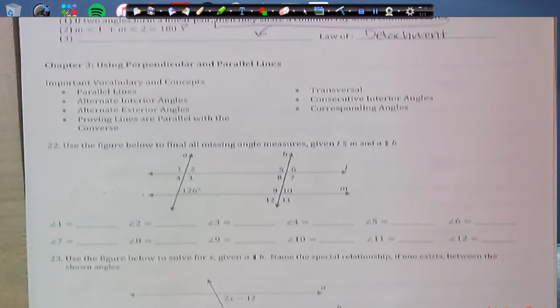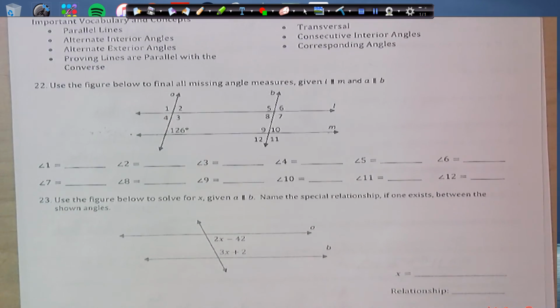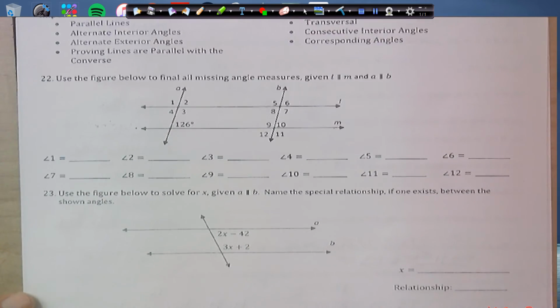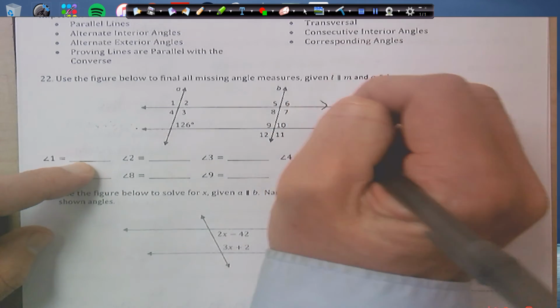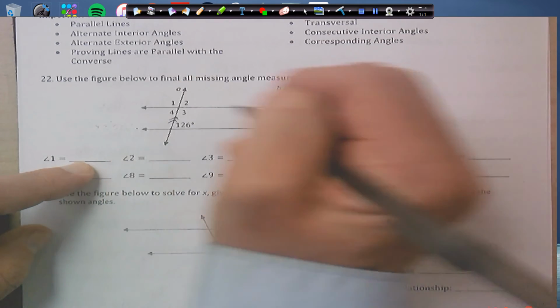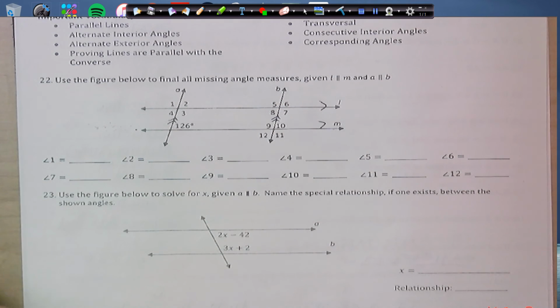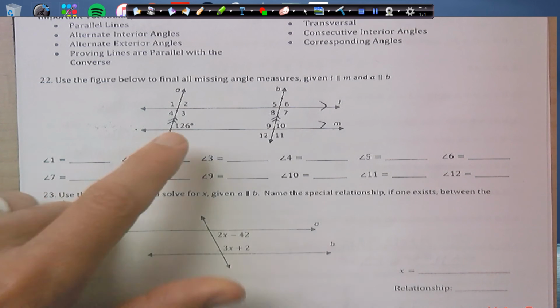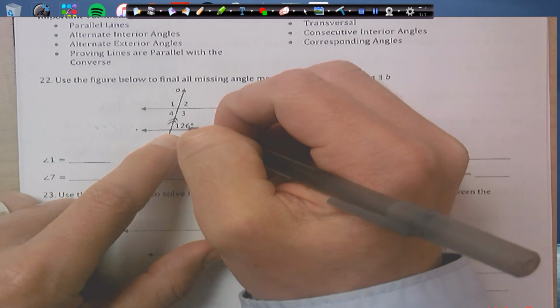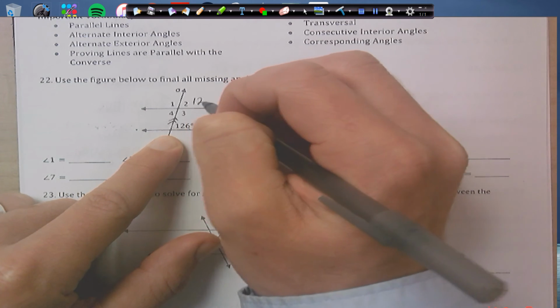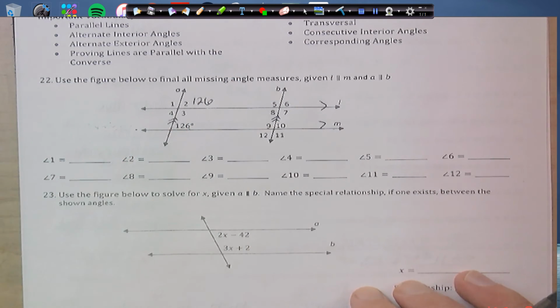Moving to chapter 3, and this is the last part of part 1. It says, given that L and M are parallel and that A and B are parallel, what kind of things can we say? Well, we can actually do quite a bit here. I actually like to just fill out the whole puzzle first and then fill it in. So 126 is right here. Corresponding angles are right here. So angle 2 is 126.